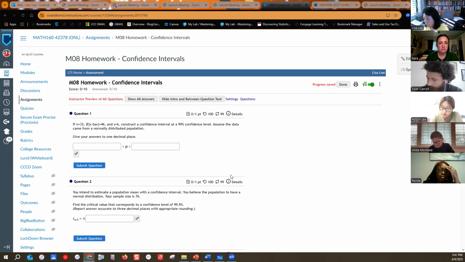And even in the past research, we only have sample standard deviation information from these 32 data. So the problem asks us to construct one confidence interval to estimate at a 99% confidence level. Usually we use 95%, 90%, or 99%. These three are very popular, okay?